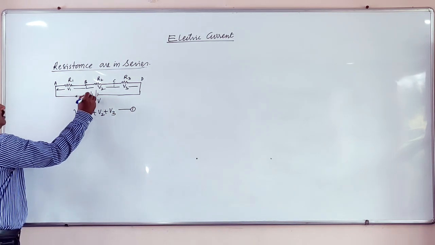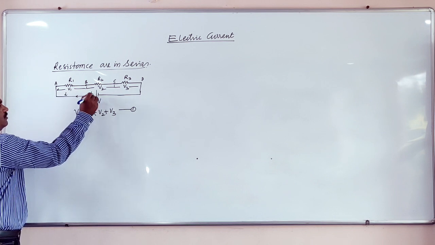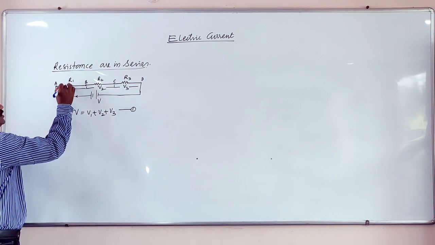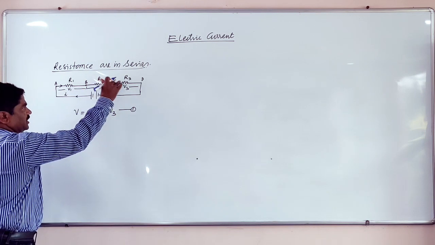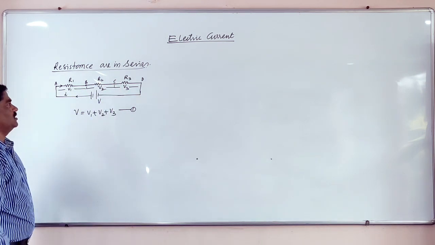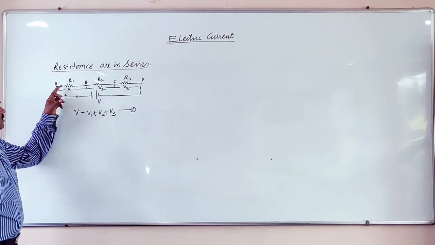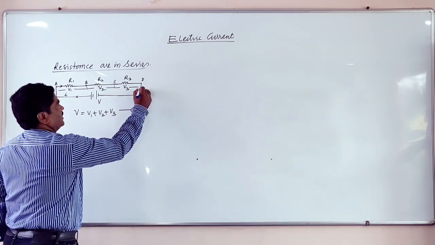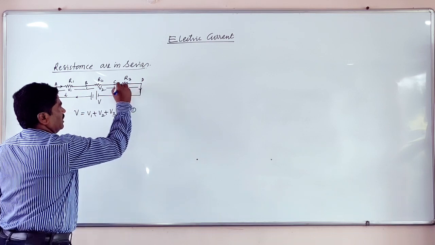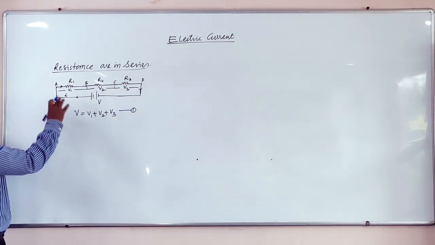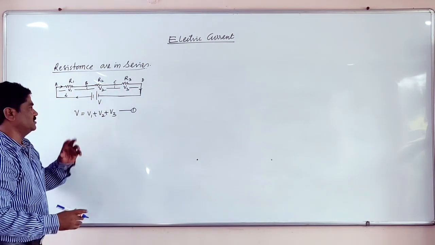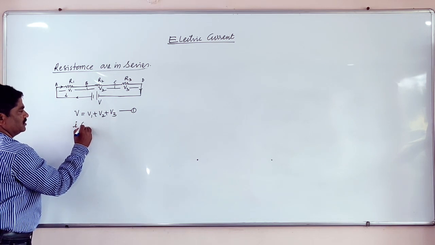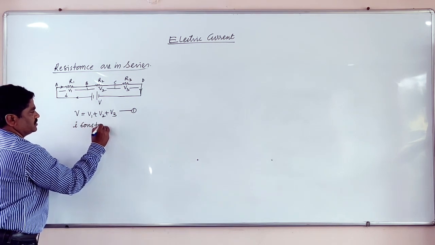In this way, the current drawn from the battery enters at A and passes through R1, then R2, and then R3. The number of electrons entering at A is the same as the number of electrons exiting from D. Only one way is there. That is why the current remains constant here. So the current I is constant.